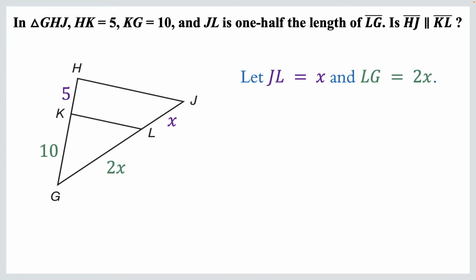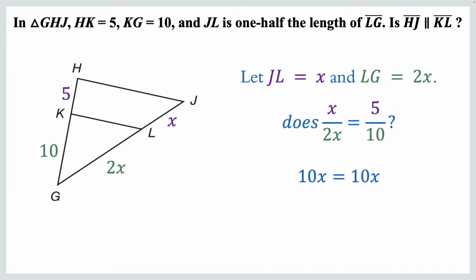And that makes sense, right? JL is 1/2 the length of LG. So now the question is, when we set up our proportions, does x over 2x equal 5 over 10? If you cross multiply, you get 10x equals 10x. So yeah, that works, which means that HJ is indeed parallel to KL.